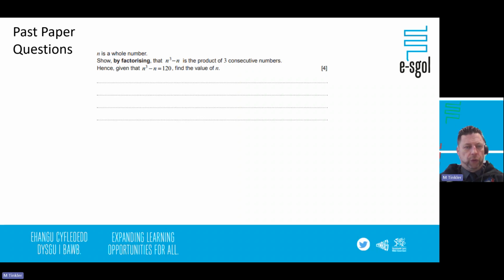So it says, first of all, show by factorising that it's a product of 3 consecutive numbers, hence give the answer. So I will stop after this first bit, by factorising. Now, you should have seen questions a bit like this in A grade GCSE maths. But I'll let you think about that bit first before I put up the whole answer.